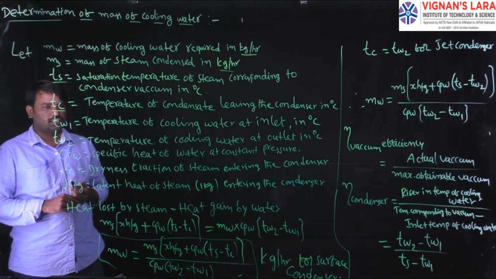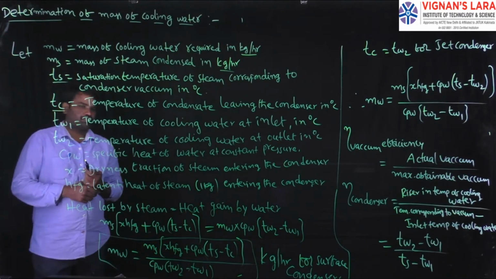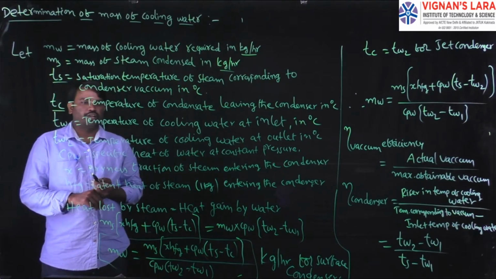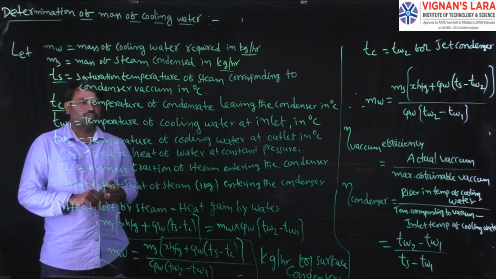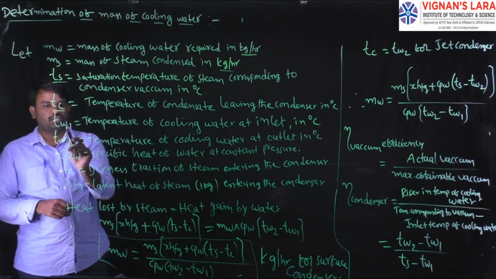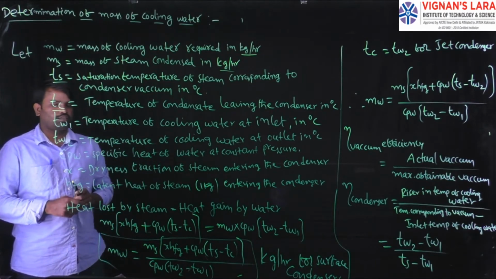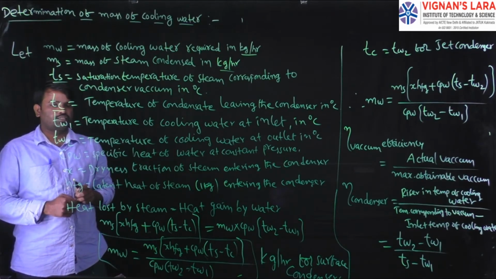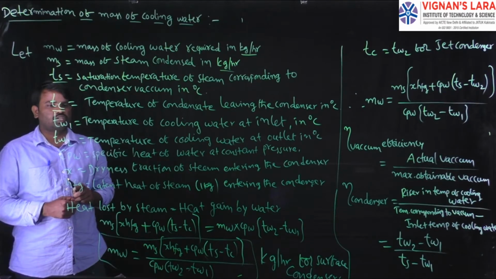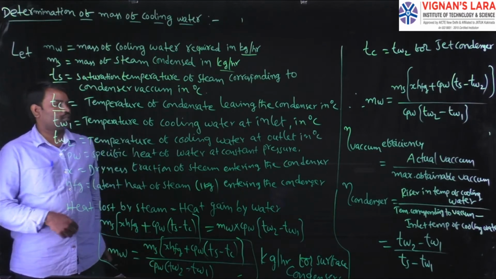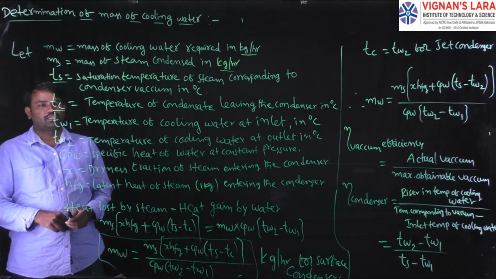In the case of jet condensers, which we have already seen, the cooling medium and exhaust steam mix together. In the case of surface condensers, both do not mix together. So in surface condensers TC and TW2 are different, and in the case of jet condensers TC is equal to TW2. Why? Because the exhaust steam and cooling medium mix together inside the condenser. And TW1 is the temperature of cooling water at inlet in degrees centigrade.